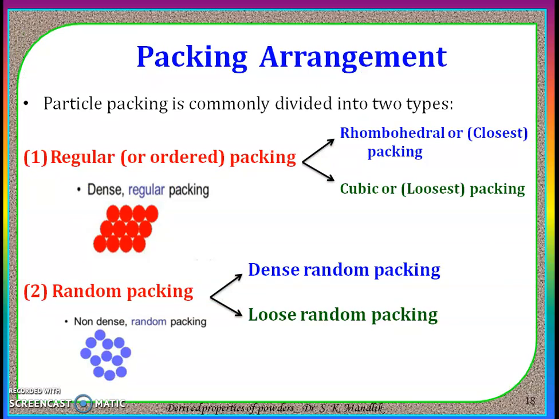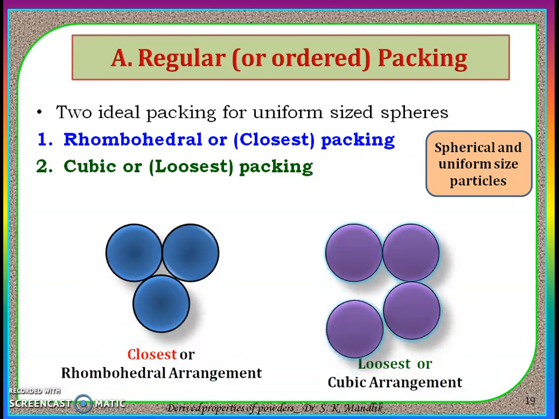Packing arrangement. The particles can be packed in different ways. It could be regular packing, it could be random packing. Regular packing is also known as ordered packing. It could be rhombohedral packing or cubic packing. The rhombohedral packing is also known as closest packing, where three particles are forming together. The space which is present here is always lesser than the space which is forming in cubic arrangement. In cubic arrangement, four particles are formed together in the ordered way. It is also known as loosest packing. Here we consider spherical particles.